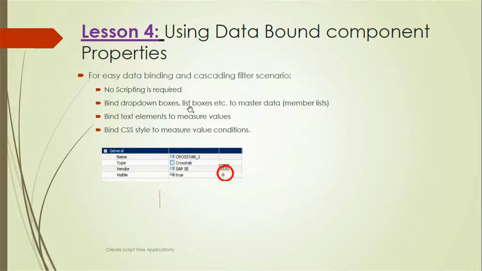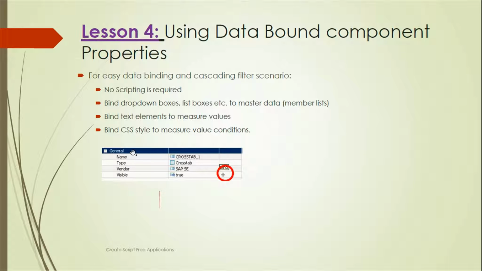Bind drop down boxes, list boxes. Suppose in a drop down box we want to show the city names from the database, so we can bind that to the particular data source dimension. Bind text elements to measure values. Text elements we can also bind to measure values. We can also bind CSS style to measure value conditions.